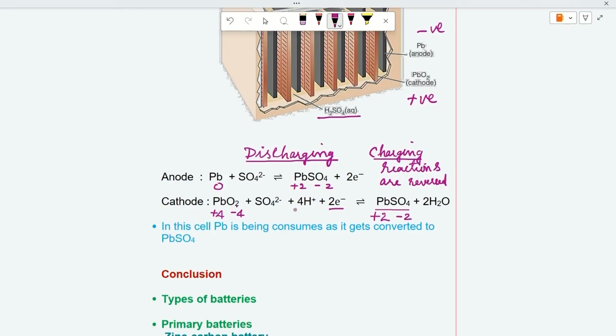So, you can use it again. Now, one more point to be noted is that lead is being consumed as lead sulfate, and sulfuric acid also is used up during this process, because it is used up to convert lead into lead sulfate. So, what will happen? Lead is being consumed.